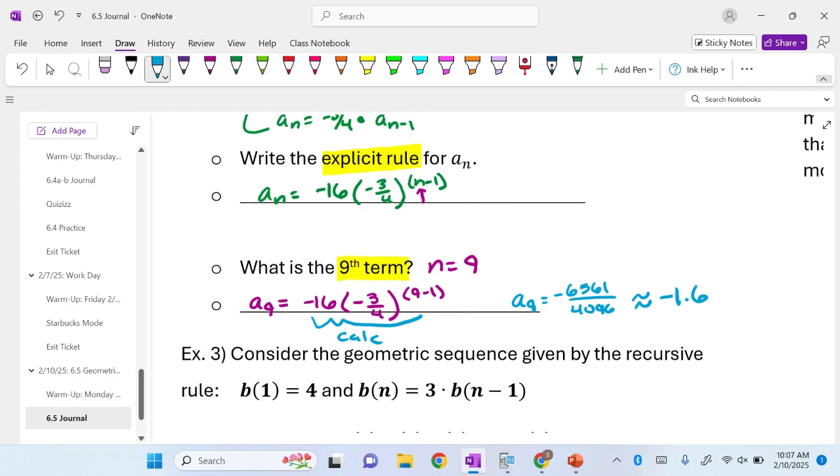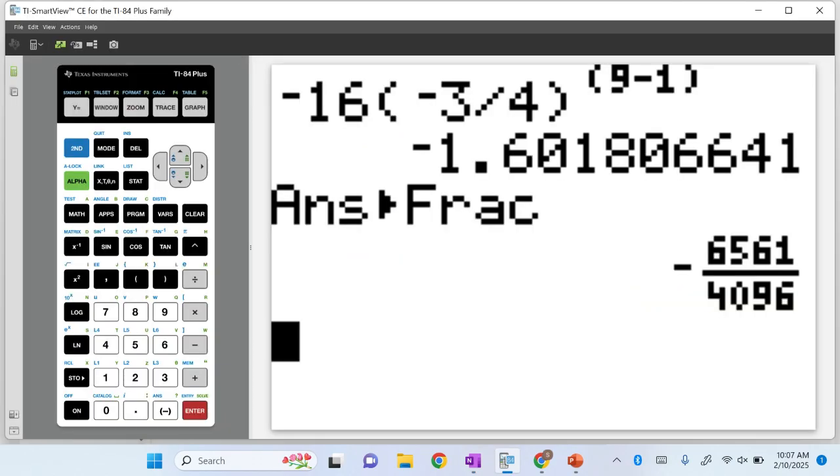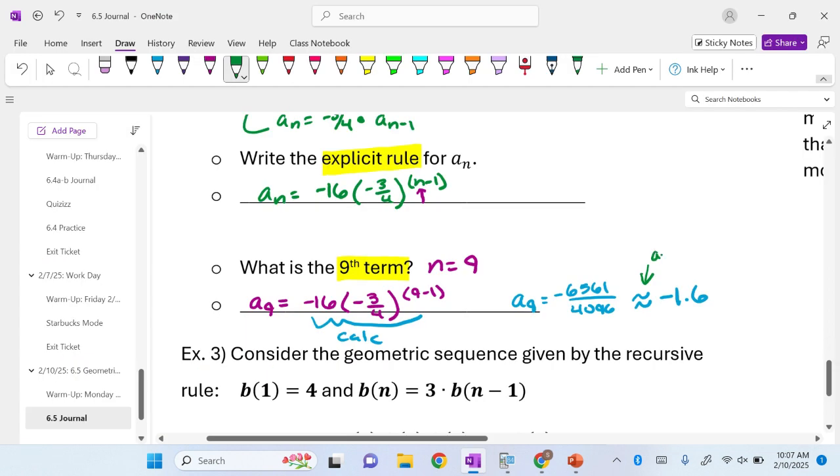But if you give me an approximation, you need to give me the approximation symbol. Do not tell me that a of 9 is equal to negative 1.6 because, given our calculator, it clearly is not. It's approximately negative 1.6. And remember, the approximation symbol is just a squiggly equal sign. All right. Any questions on how to use an explicit formula?